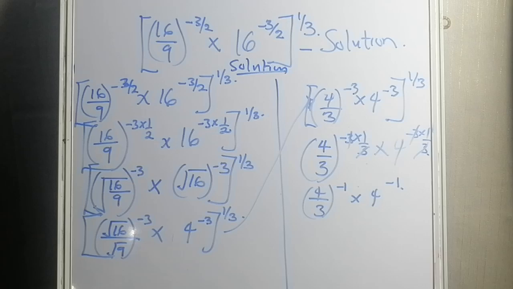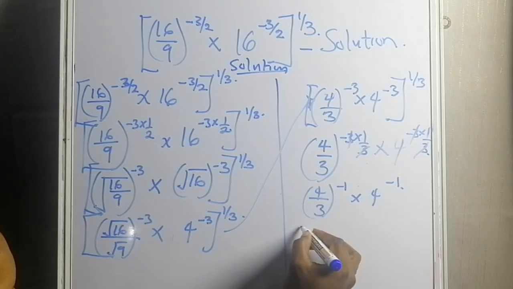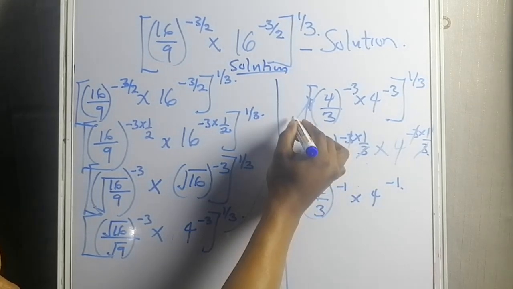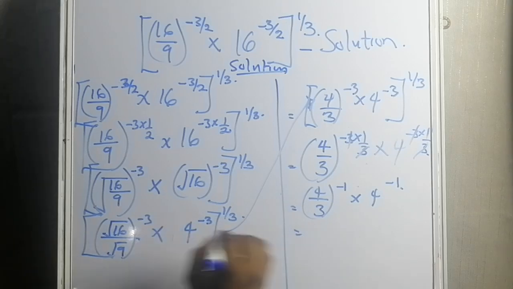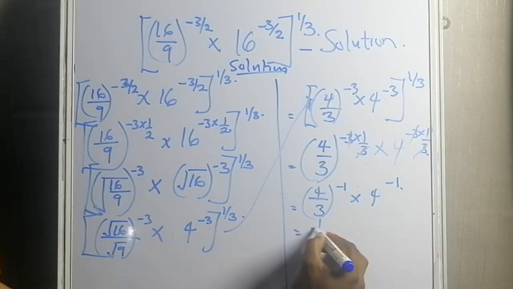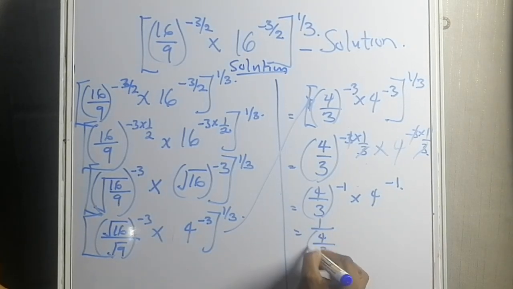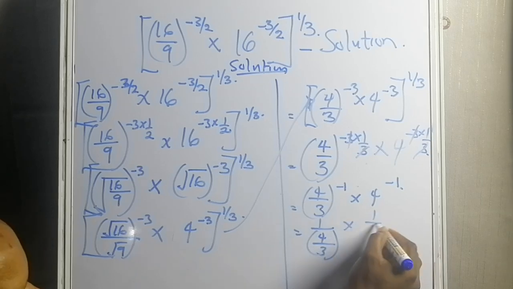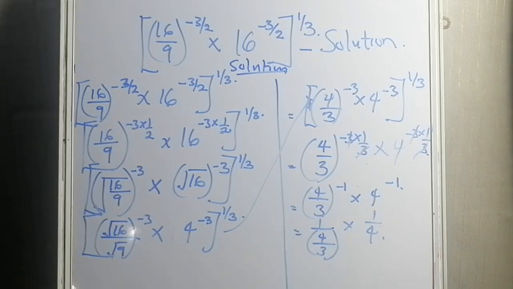And don't forget, I've said that this is also the same thing as saying 1 over 4 over 3, times 1 over 4. It's as simple as that. 1 over 4 over 3 times 1 over 4, which is still the same thing.